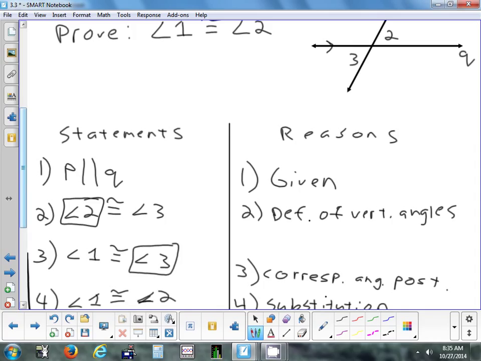Any question on the proof? Anybody have anything different? I think the only thing you really could have done different maybe is if you switched steps 2 and 3. You could have done that. And maybe for step 4 you could have said transitive property instead of substitution. But other than that, I think your proof should look pretty similar to that.